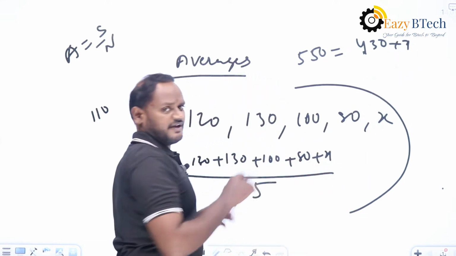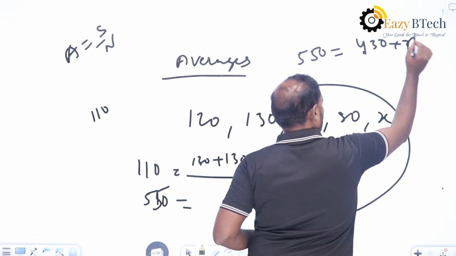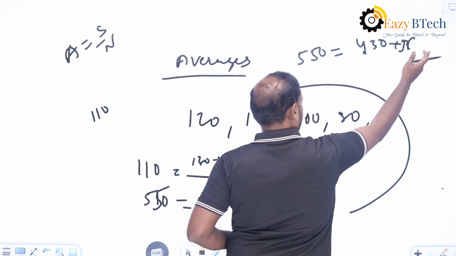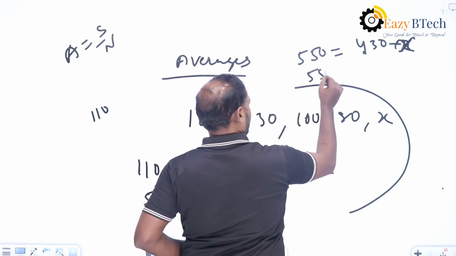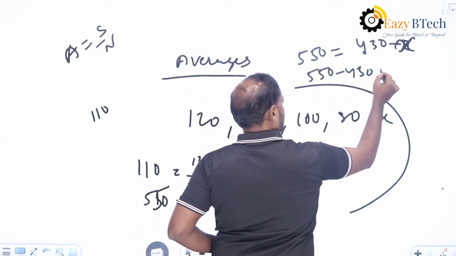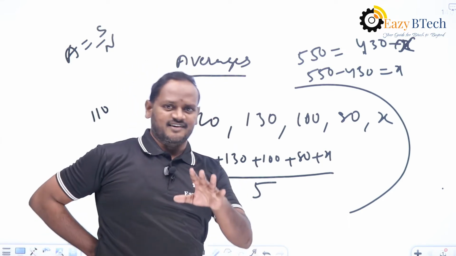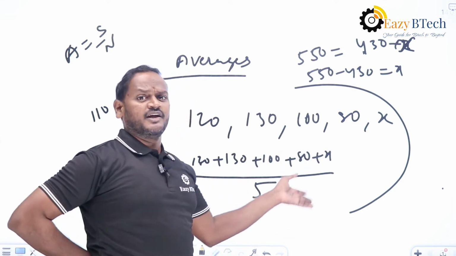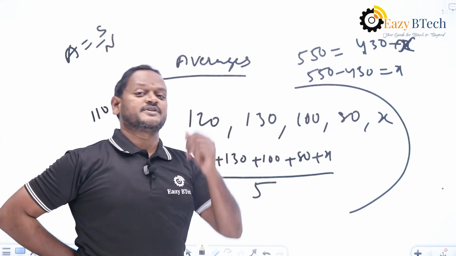Now we need to go for x value, right? That is the basic story here. We need to get the x value. How to get the x value? X will be here. I want x only. 430 will be subtracted. 550 minus 430 is equal to x. This is a story. Right? It is only for children because everybody can do in this way only. Even PhD candidate also can do in this way. What is your specialty? That's my intention.